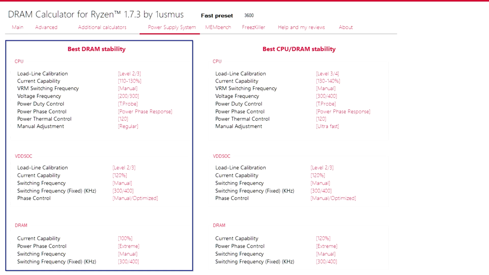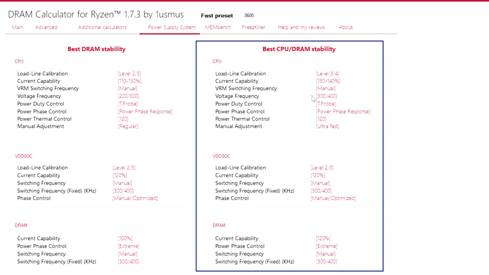Now, inside of here, there's two columns. Best for DRAM stability, best for CPU and DRAM stability. If you are overclocking your CPU along with your RAM, I would highly recommend filling out the column on the right-hand side. The left-hand side is if you're just messing with RAM, which I don't understand why you would just do that when you have a perfectly good system you could overclock your CPU with.